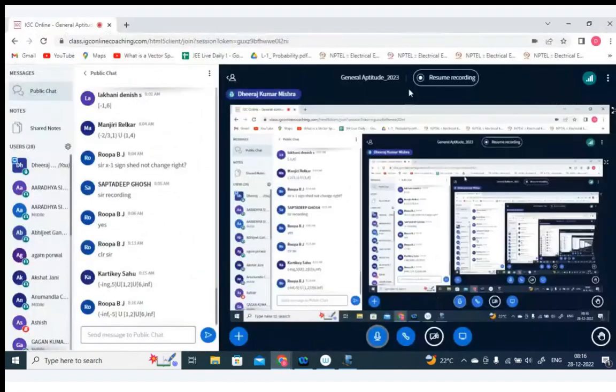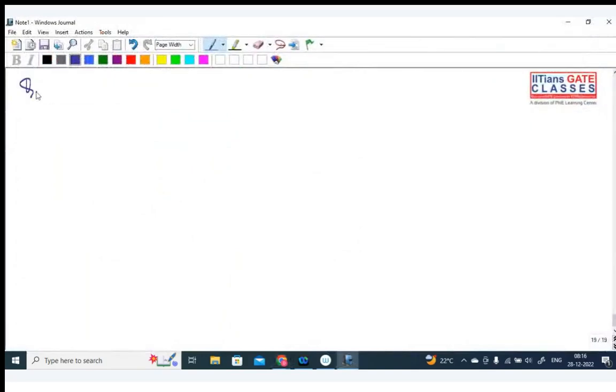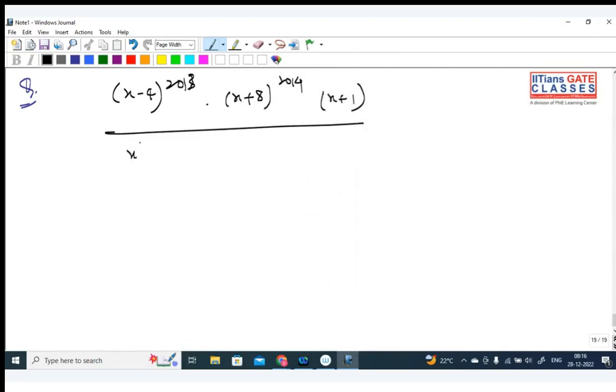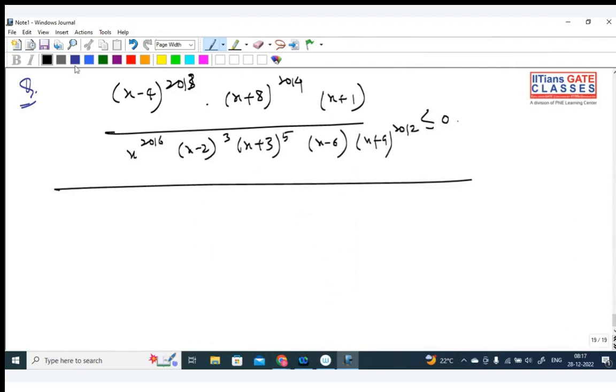So how many of you understood these ratios? For the sake of making you scared: x minus 4 to the power 2013, and x plus 8 to the power 2014, and x plus 1, x to the power 2016, x minus 2, x plus 3 to the power 5, x minus 6, x plus 9 to the power 2012, less than 0. So I believe you can solve this question. You should not get scared with the powers. After all, you have to determine whether they are positive even powers or odd powers. That's it. So use the wavy curve method.